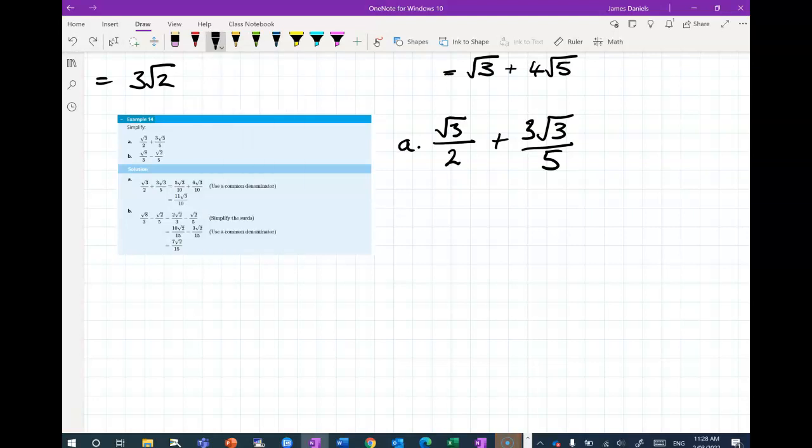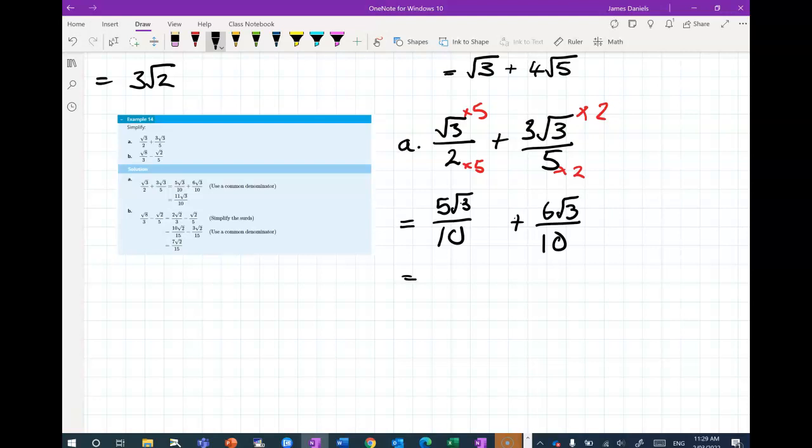So if we look at this, the common denominator we could create is 10. To create 10, we have 2 times 5. We're also multiplying root 3 by 5. Multiply 5 by 2, and we're multiplying by 2 up here. Whatever we do to the bottom, we do to the top. If I multiply by 5, I get 5 lots of square root 3. Multiply by 2, I get 6 lots of square root 3.